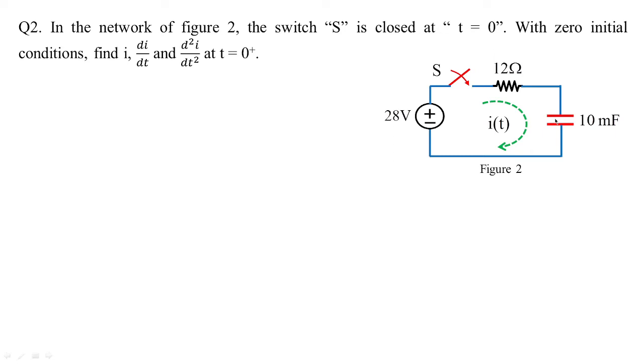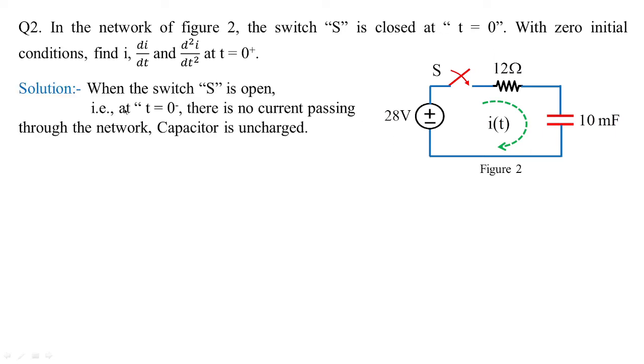So it's a capacitor circuit. When the switch is open, that is at t equal to 0 minus, there is no current passing through the network and the capacitor is uncharged. So I of 0 minus is 0, V of 0 minus is 0. What is V of 0 minus? The voltage developed across the capacitor. Notice I of 0 minus is the current through this entire circuit. Both the values are zero because the circuit is not connected to the supply before the switch is closed at t equal to 0. At this condition, we have equation 1, equation 2.